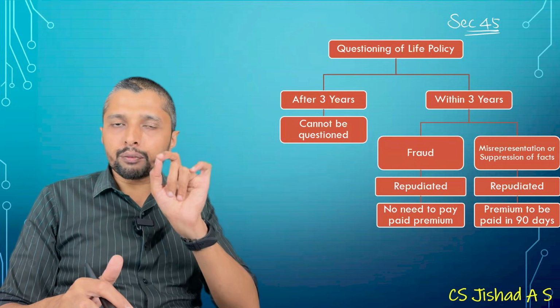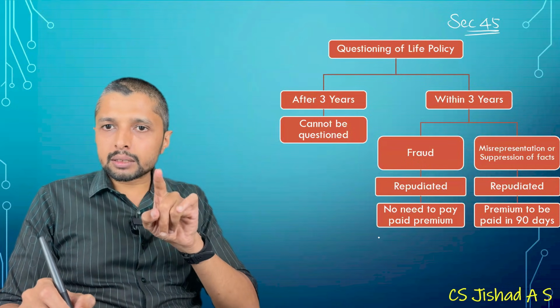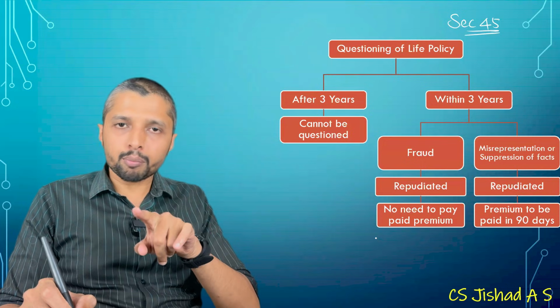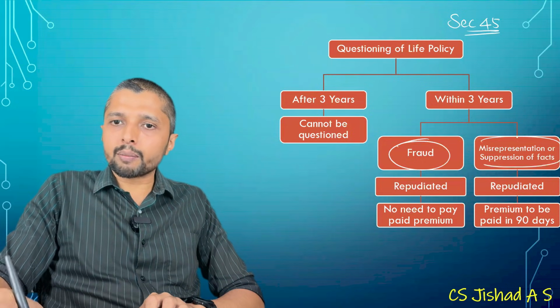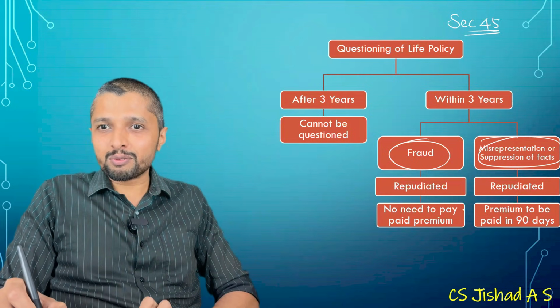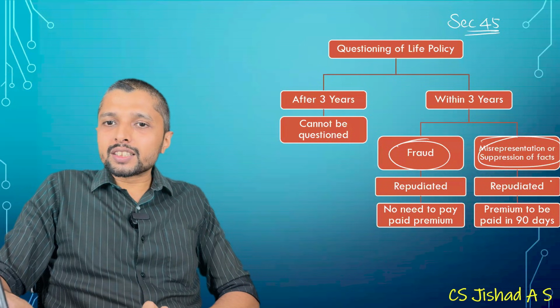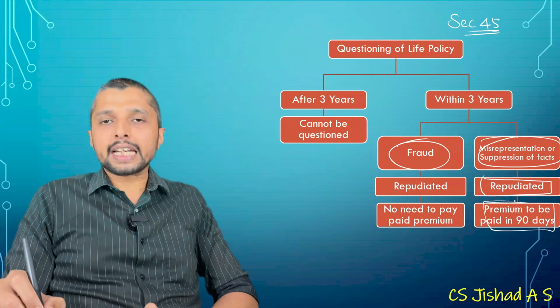So within 3 years, if you are questioning the policy, there are 2 grounds. Number 1 is misrepresentation of fact or suppression of fact. Number 2, on the basis of fraud. If it is misrepresentation or suppression of fact, the policy can be repudiated, and the paid premium will be paid in 90 days.